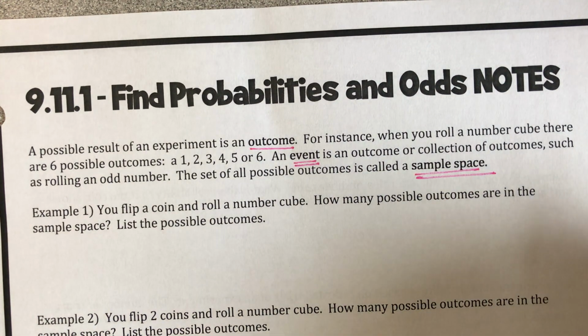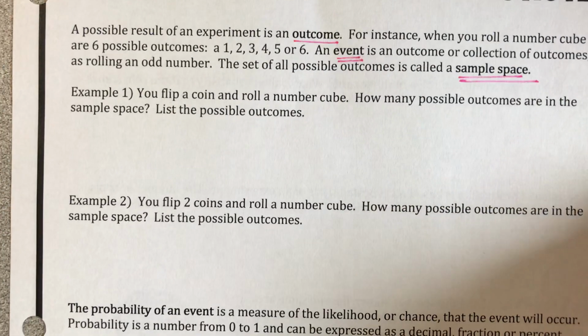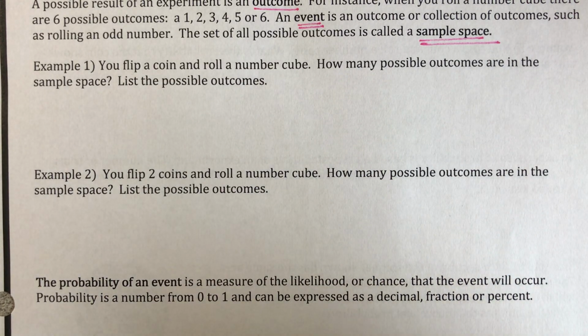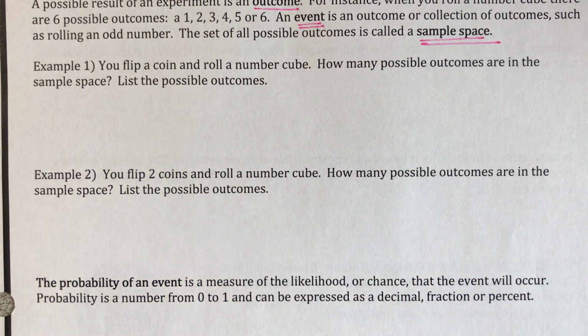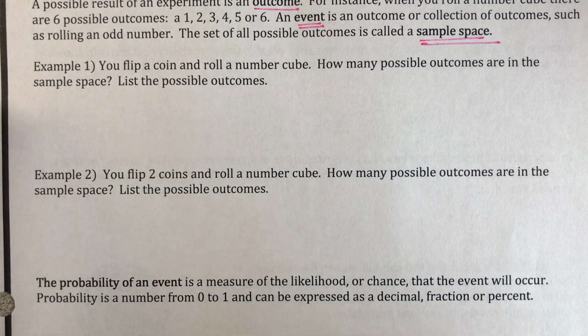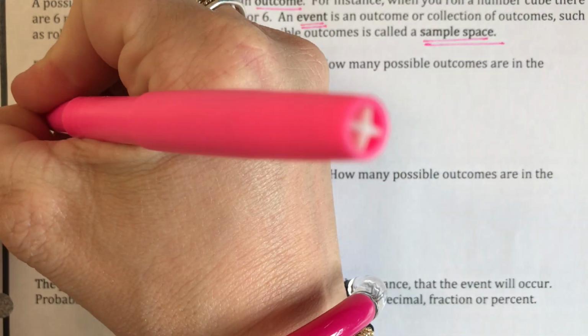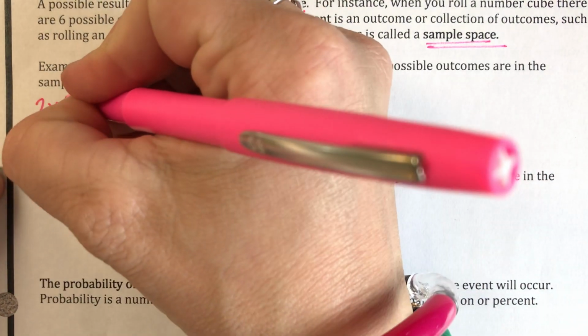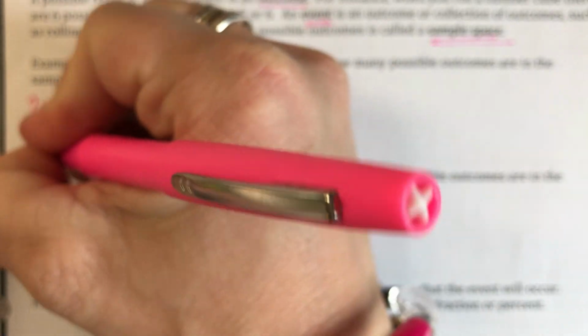So on number 1, it says you flip a coin and roll a number cube. How many possible outcomes are in the sample space? So last year we learned something called the counting principle, and that was where you multiply your options. If you're making more than one choice, you can multiply those options together to get the total number of choices. So if you're flipping a coin, how many possible outcomes are there? There's 2. And then when you roll a dice, how many possible outcomes are there? 6. So 2 times 6 is 12.